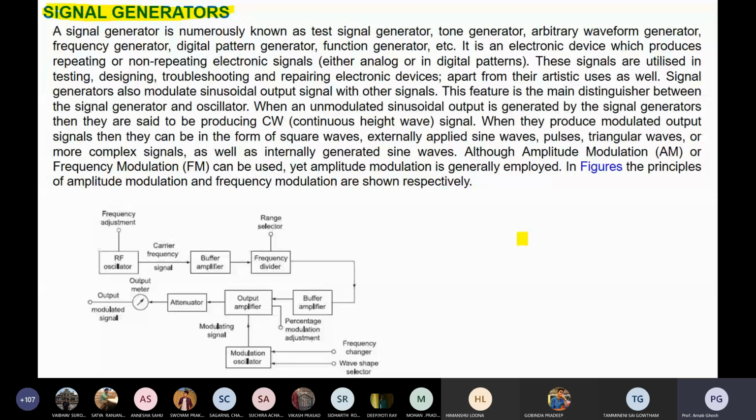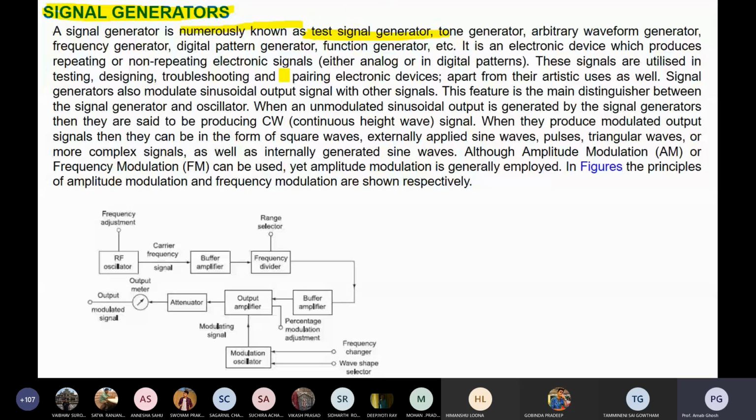So the signal generator is also known as the test signal generator. Normally not only on a digital platform, on an analog platform we are also using different signal generators that are used for testing purposes. So as per the requirement you are developing the signals. Okay, the tone generators, like the test signal generator, tone generator, arbitrary waveform generators. Okay, so what are the applications you can see over here? Frequency generator, digital pattern generator, function generator. So different options we are using here.